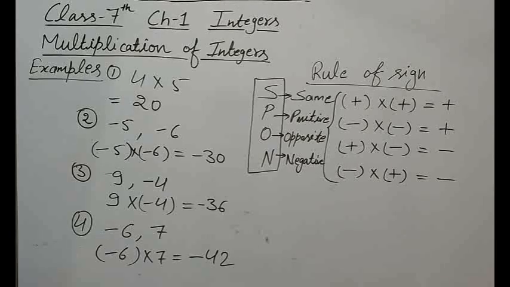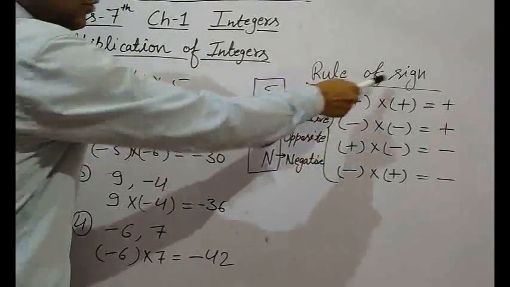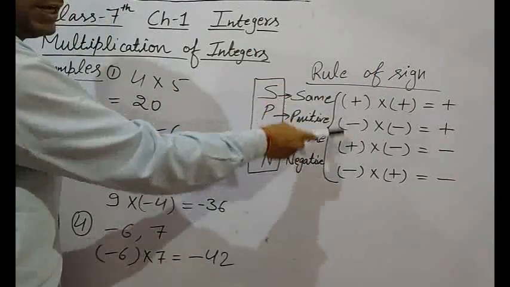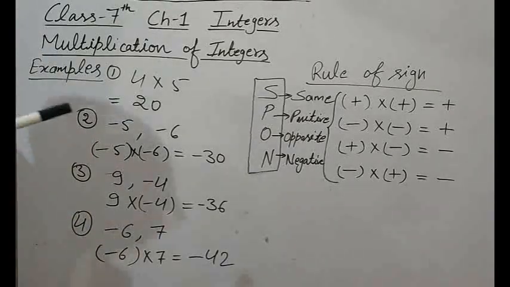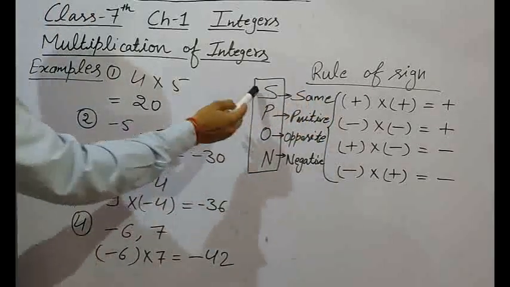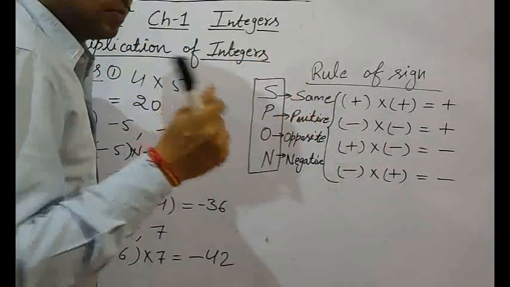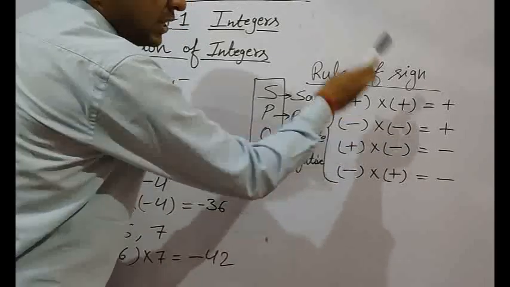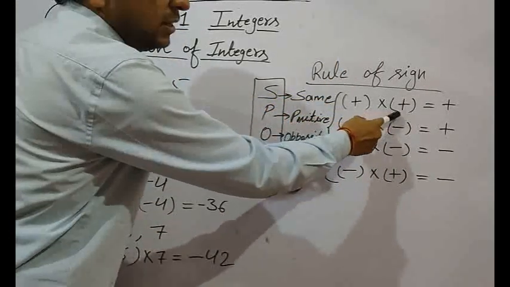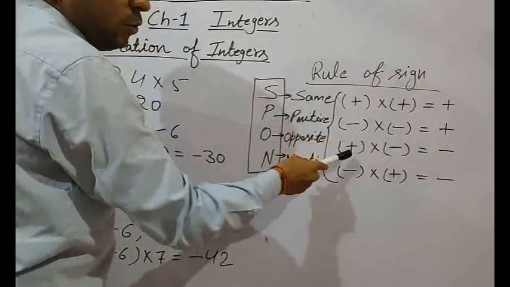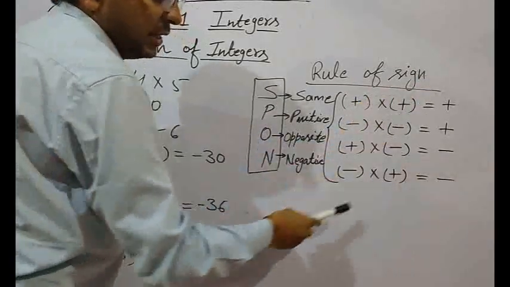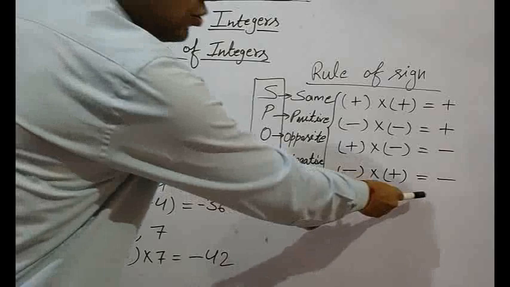So now we start our next topic, multiplication of integers. First we understand the rule of sign, because it is very important to solve multiplication of any given integers. So first we try to understand this formula. Two same signs, plus and plus, when we multiply, the result is plus. Minus multiply minus is equal to plus, plus multiply minus is equal to minus, and minus multiply plus is equal to minus.